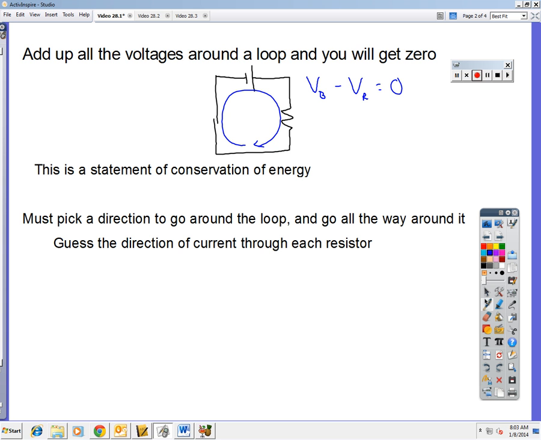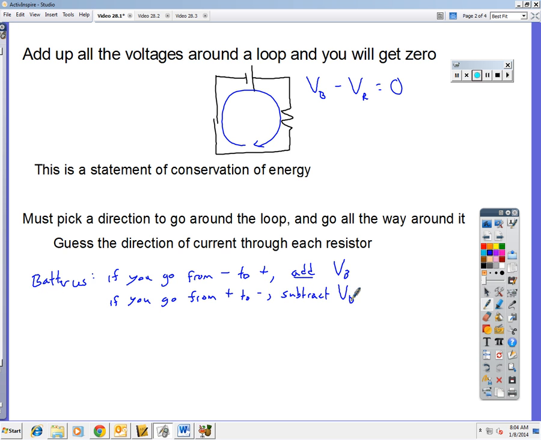But in general, in this case, we're going from the negative terminal of the battery to the positive terminal of the battery. So for batteries, if you go from negative to positive, you're going to add the battery voltage. If, on the other hand, you go the other way across the battery from positive to negative, you subtract the battery voltage.